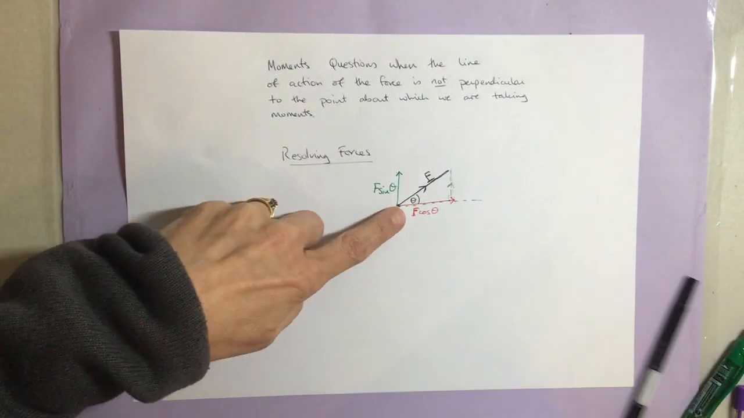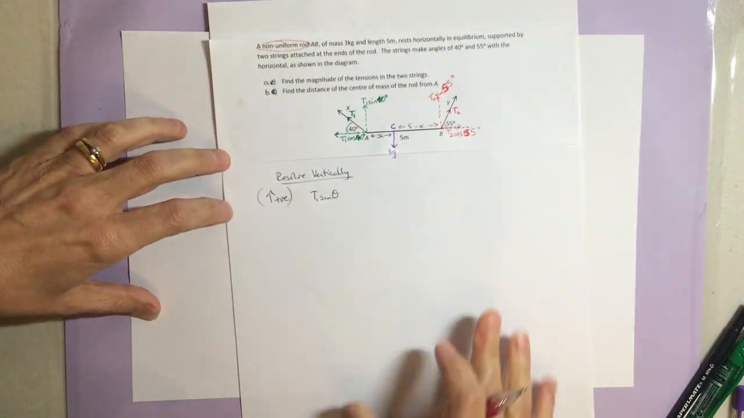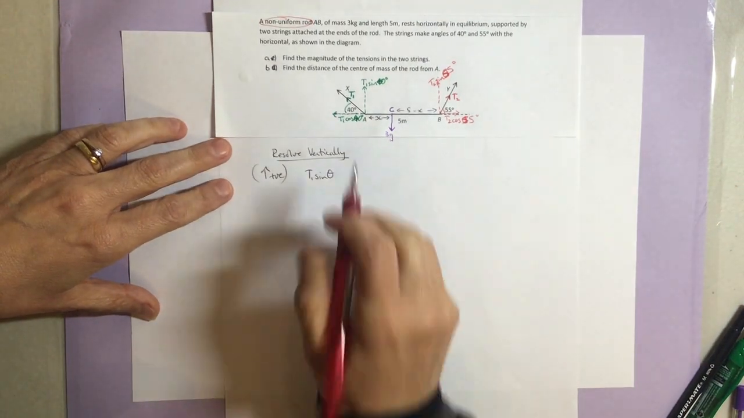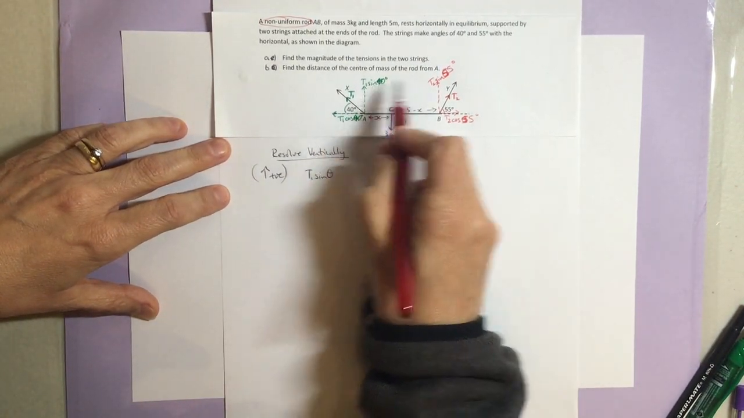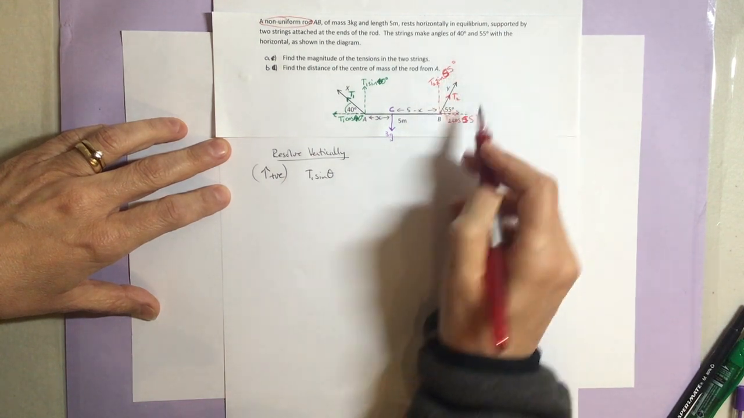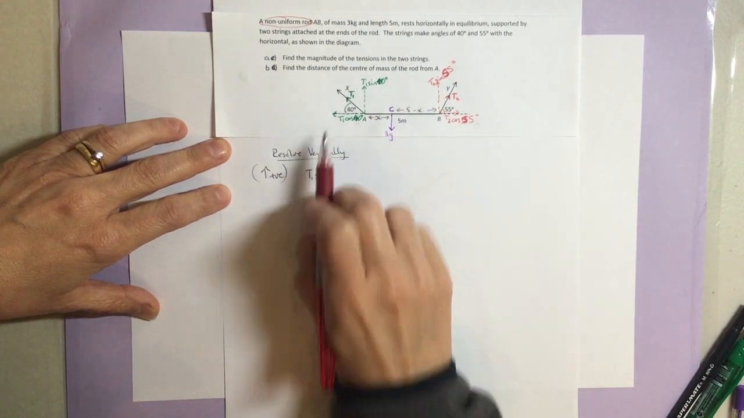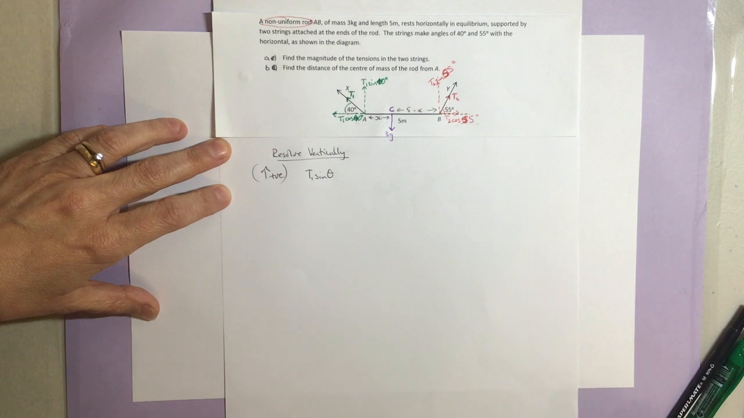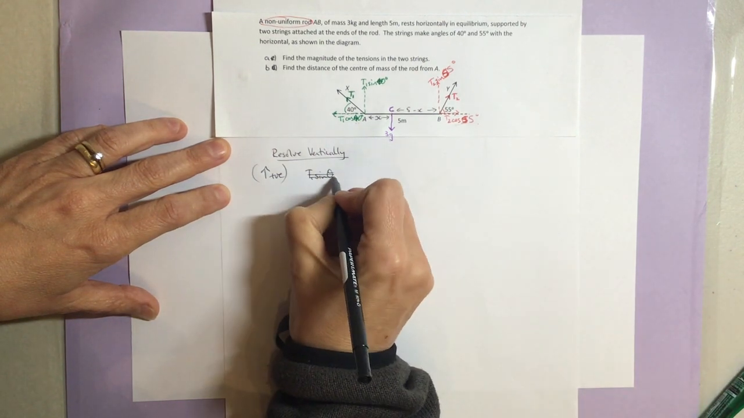So here, our theta, we know what that is in these questions. This is 40, so sine 40. This is 55, so sine 55. Cos 55 in that direction, cos 55 there. Okay, let me get back to this. I'm going to start that again.